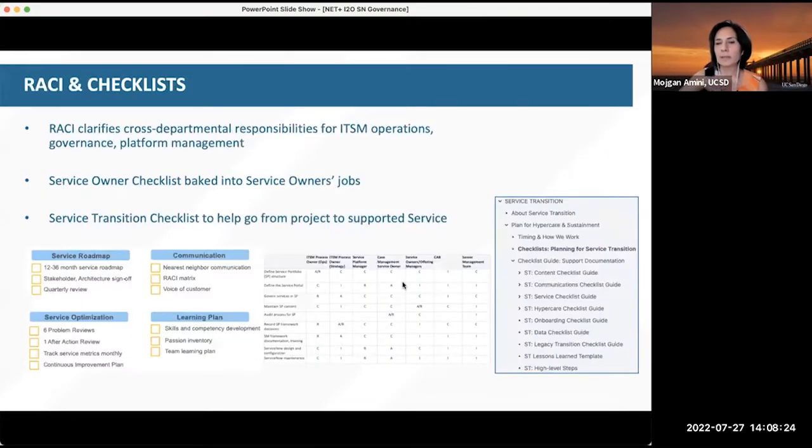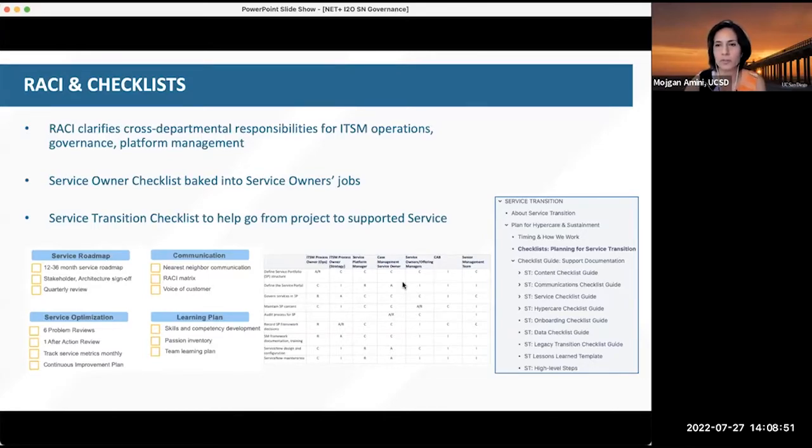Within our department, the service desk sits in one group, the platform support, like the ServiceNow platform, is in another, strategic service management is in a third, and then our service owners are scattered and spread across our department. So it was important to create a RACI matrix to clarify those roles and responsibilities across the department, who does governance, et cetera. And that has come in very handy for us.